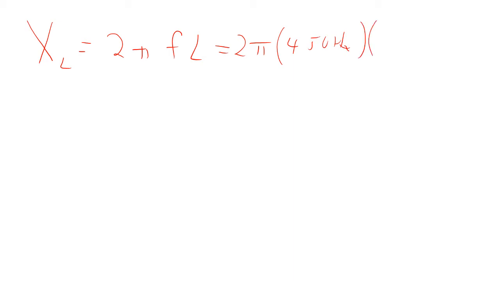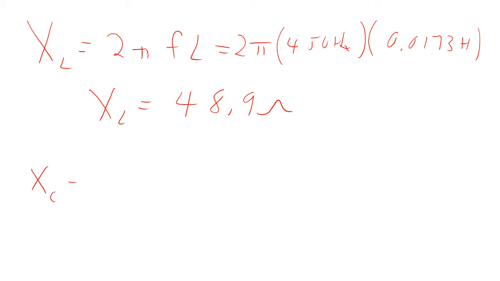We need to find the inductive and the capacitive reactances. So the inductive reactance is going to be 2 pi f times L. So in this case, it would be 2 times pi times 450 hertz, and the L was 17.3 millihenries, so that's 0.0173 henries. And so XL comes out to be equal to 48.9 ohms.